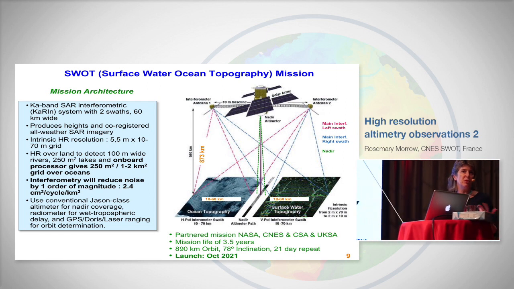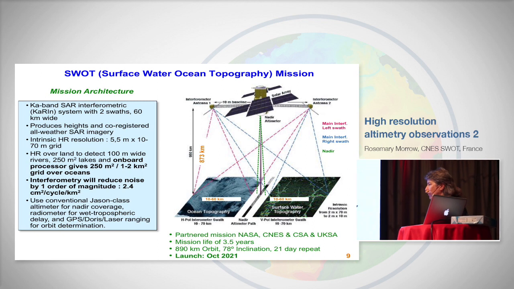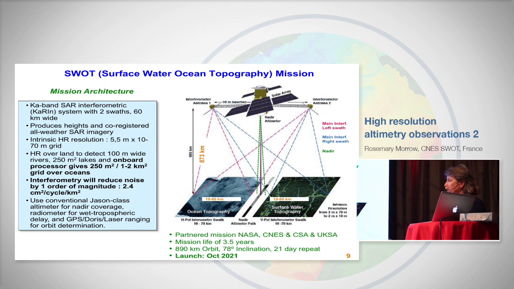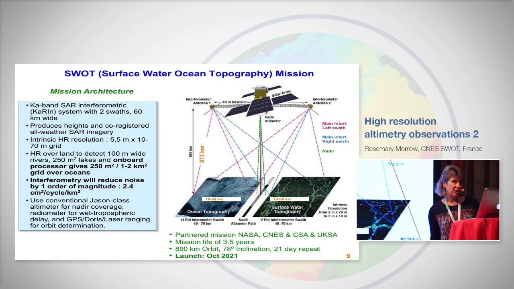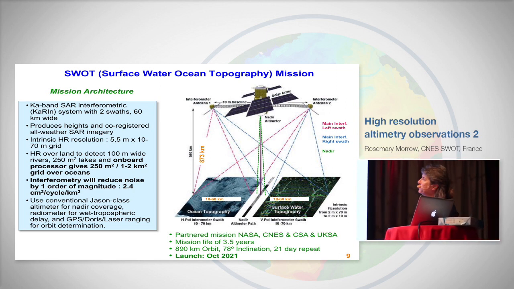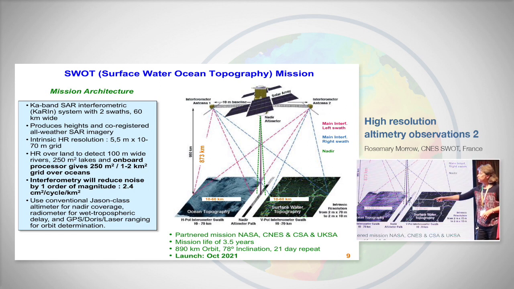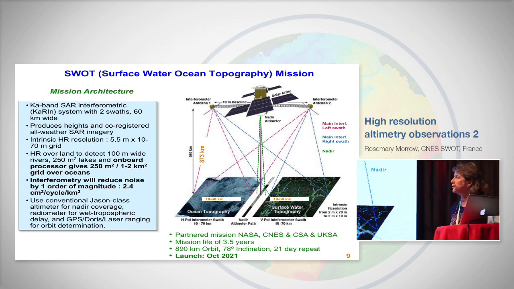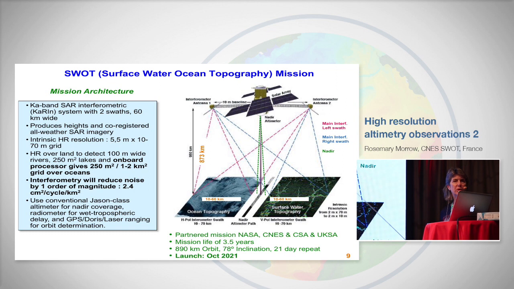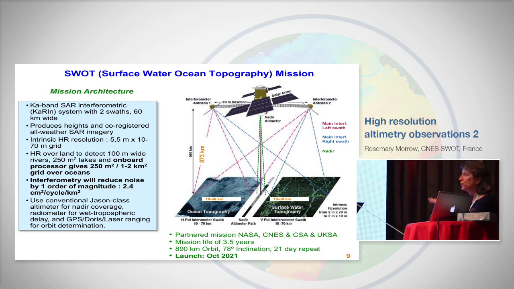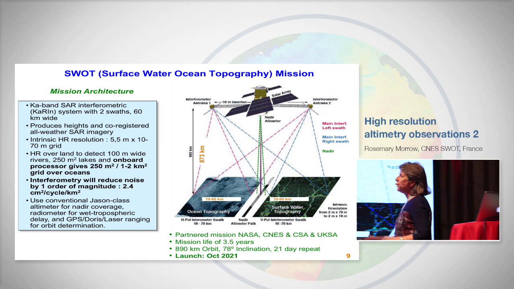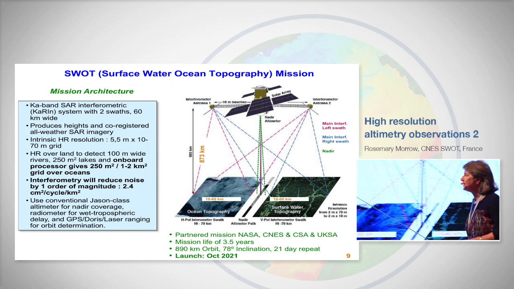SWOT brings together two communities, the hydrological community, who are very interested in measuring the smallest rivers and lakes, and the ocean community, who want to really access these small sub-mesoscale or small mesoscale structures. So the swaths are about 60 kilometers wide, producing SAR images over each side, plus co-located heights. So you can use the images to look at fronts and the co-located heights to give you the actual height information. It has a very high intrinsic resolution. I'll come back to this.